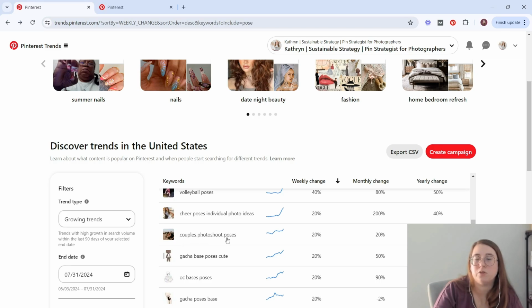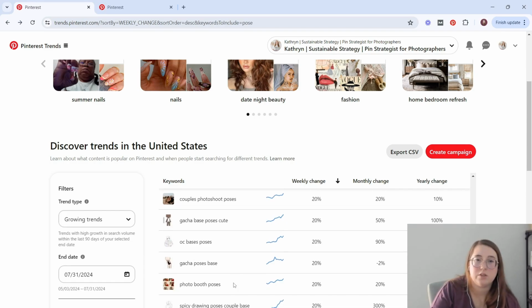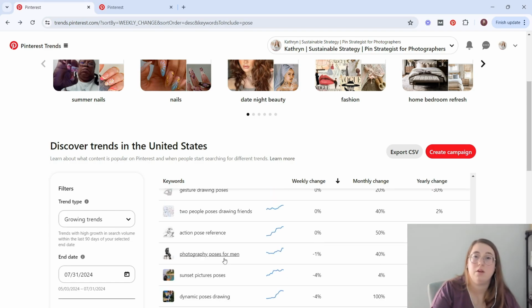Couples photo shoot poses. So if you're a wedding photographer or an engagement photographer, this would be a keyword to pay attention to. Okay, here we go. So this one's decreasing, so I'm not going to include it, but if this was a positive number, photography poses for men would be one that I do include.